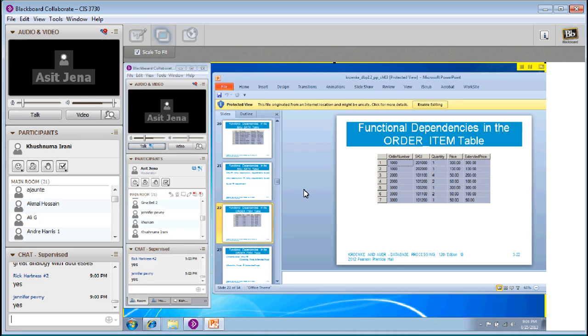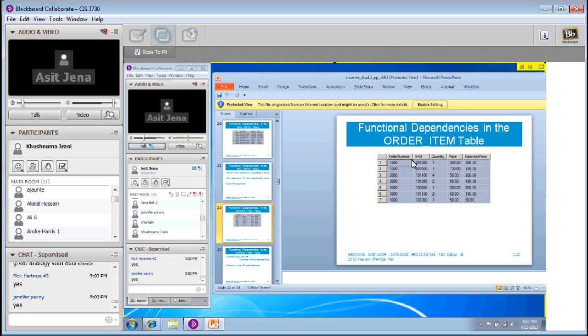If you look at order number 1000, right here, it has one SKU number, two SKU numbers associated with it. So order number itself does not determine quantity, price, or extended price, but order number and SKU number together determine them. So order number and SKU item, what you are ordering, determine quantity, price, and extended price.